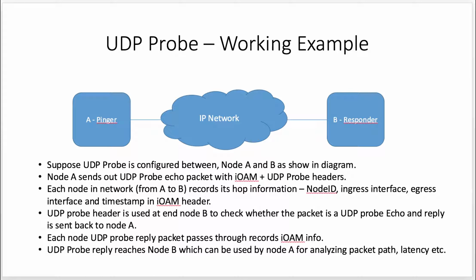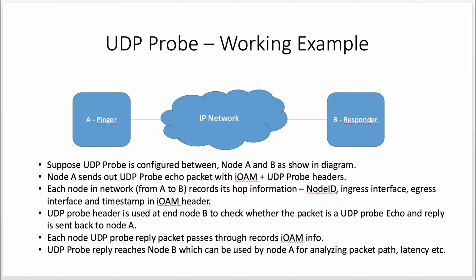This shows the working of UDP probe. Here, node A is a pinger and B is a responder, connected over an IP network. Node A sends out UDP probe packets with in-band OAM. By varying the UDP source and destination ports, we can cover all the possible paths between node A and node B.